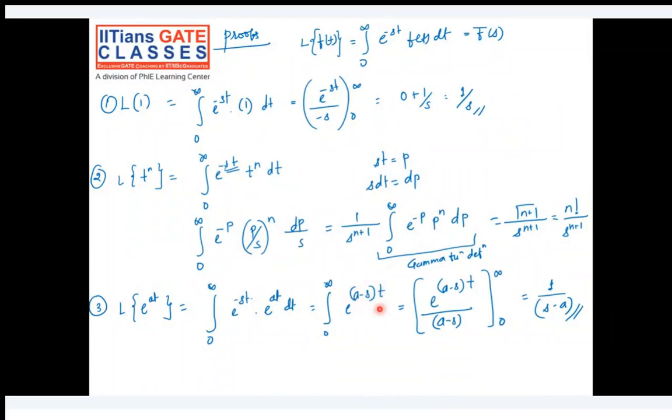Then integration of e to the power (a minus s)t is e to the power (a minus s)t divided by a minus s. Putting the limit 0 to infinity, you will again get 1 upon s minus a.